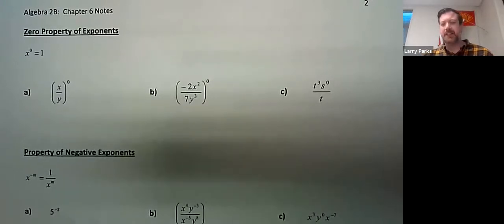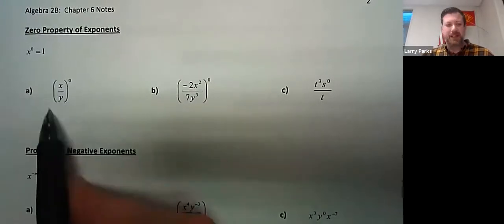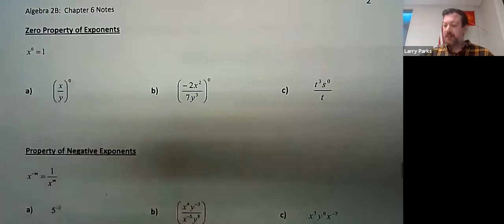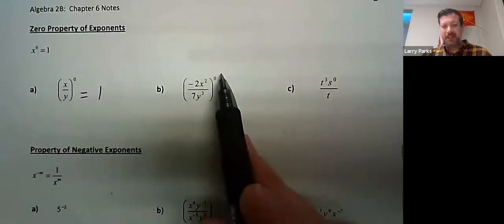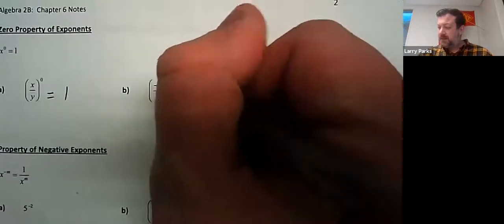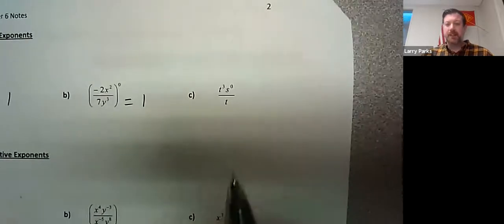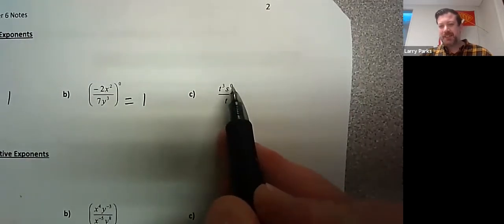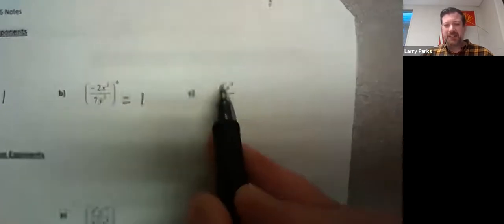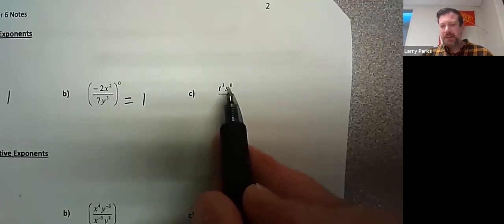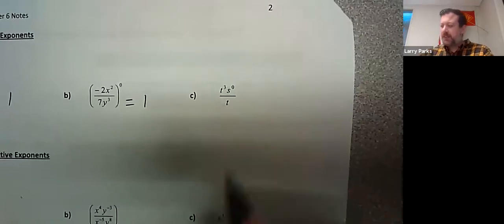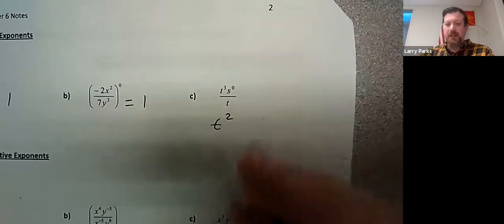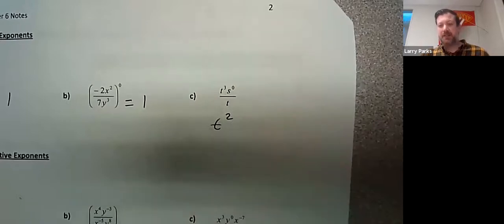Interestingly enough, anything to the 0 power is 1. So if you raise anything to the 0, you get 1. So this equals 1. You're raising all of this to the 0, that's equal to 1. Now here, s to the 0 is 1. Okay, so this is really t cubed times 1, which you don't really need times 1. So you just take 3 minus your 1 and you get t squared. The s went away because s to the 0 is 1.